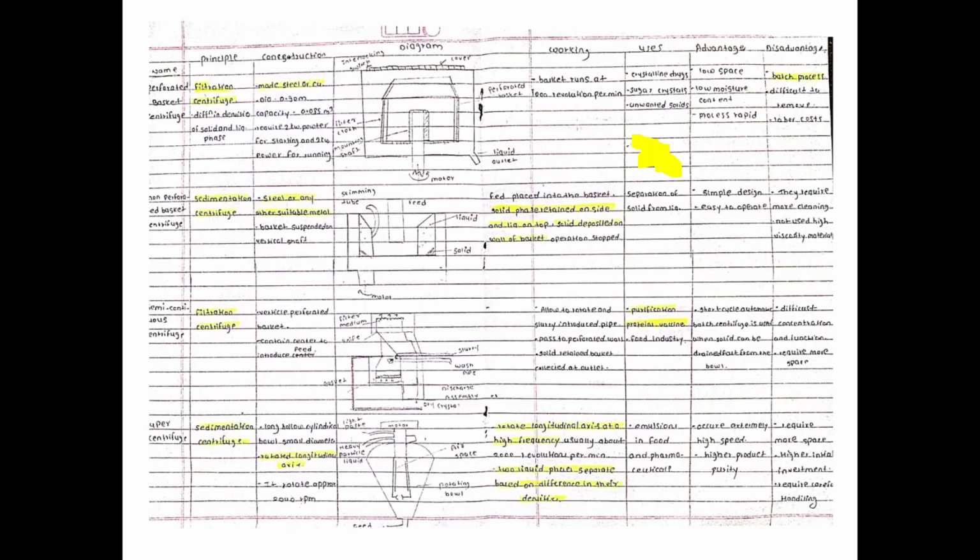Next, the non-perforated basket centrifuge works on the principle of a sedimentation centrifuge. You have to remember that the deposited solid offers high resistance to the flow of liquid. Super centrifuge: a question may be asked on this. The super centrifuge is a sedimentation centrifuge. Separation is based on the difference in densities between two immiscible liquids. Another use of the super centrifuge is for separating liquid phases of emulsions in foods and pharmaceuticals.